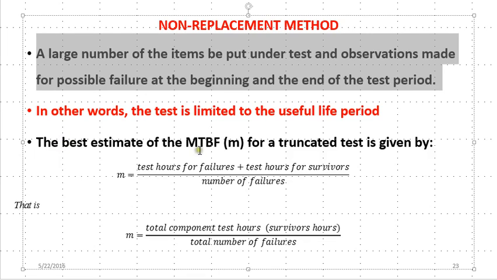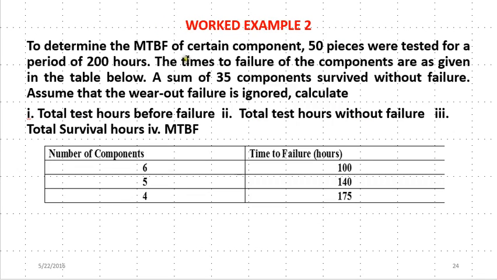The formula we use for estimating the mean time between failure for the non-replacement method is given here. M is equal to test hours for failures, that is the number of hours for those components that have failed, plus test hours for survivors, that is the number of hours for those components that didn't fail up to the end, all over the total number of components that have failed. The summation of these two, we call the total component test hours, or survival hours. For us to understand this easier, let us look at the following example.